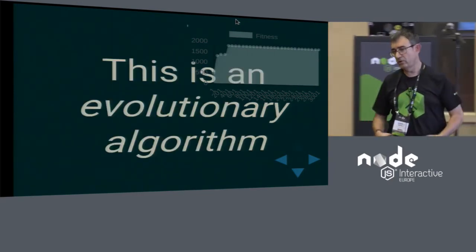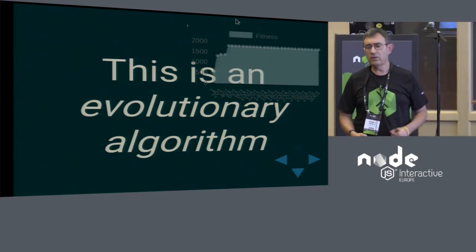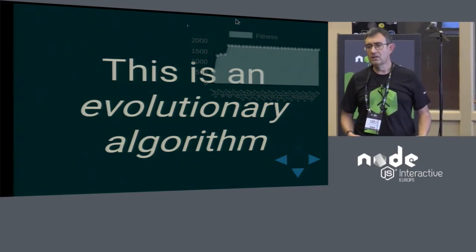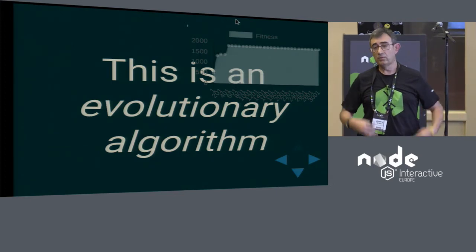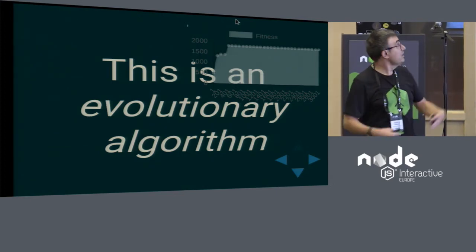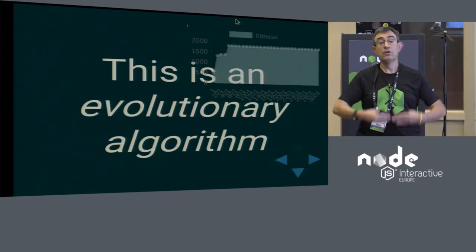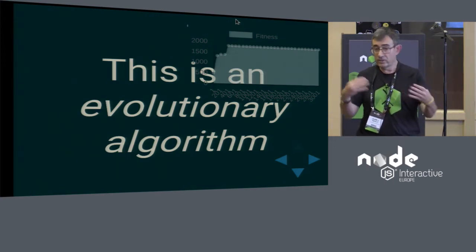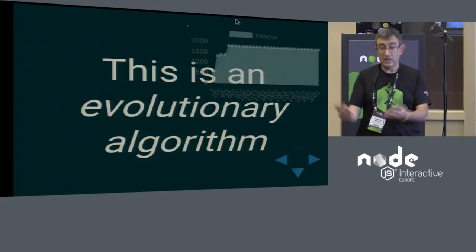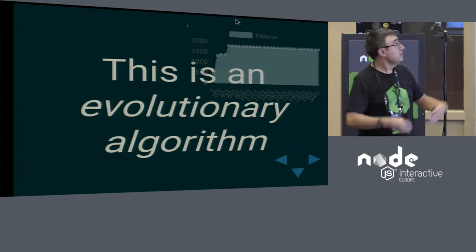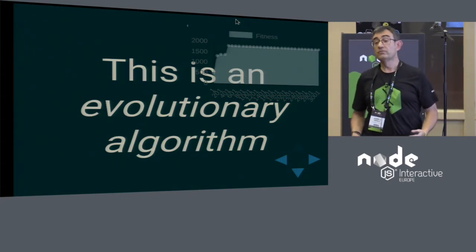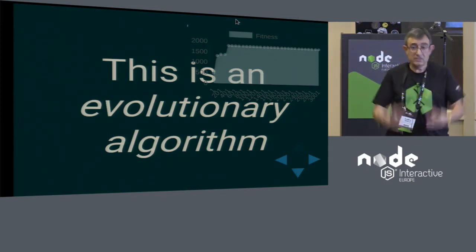OK, so this is an evolutionary algorithm, right? So what I'm running is an evolutionary algorithm. You probably don't know what it's all about, but the basic idea is that you want to find a solution to something. And when you want to find a solution to something, you create a population of possible solutions. You evaluate the solutions. You make them reproduce. You make them mix with each other. You make them change. You select some of them that are good enough. You discard those that are not good enough.